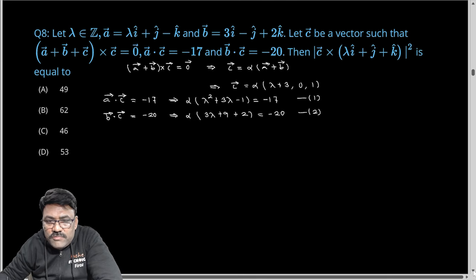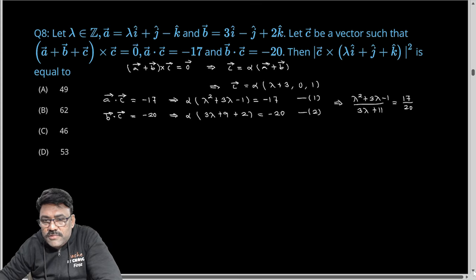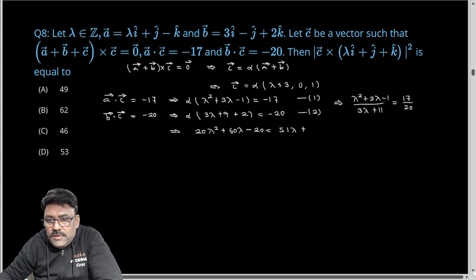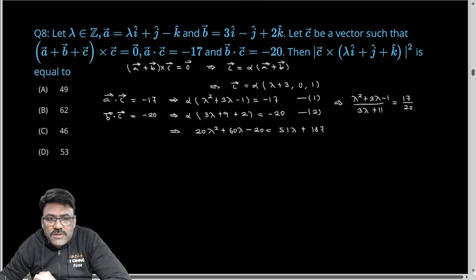Now if you divide the first equation by the second equation, alpha will disappear. You will get lambda square plus 3 lambda minus 1 over 3 lambda plus 11, which is 17 by 20. Just divide the first equation by the second equation. So now you are getting 20 lambda square plus 60 lambda minus 20 equals 51 lambda plus 187. Right. Now just solve this equation. It is a quadratic equation.